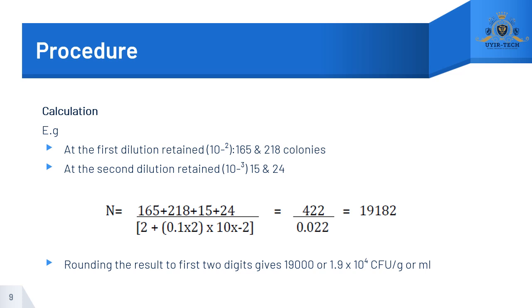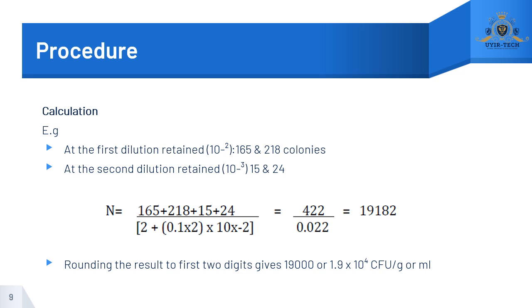0.1 into N2. N2 is the number of dishes retained in the second dilution, that is, the number of petri plates. So here also two. So always duplicate plates. And D will be the dilution factor corresponding to the first dilution for which we got the result. So here D will be 10 power minus 2, because 10 power minus 2 is the first dilution for which we got the result.